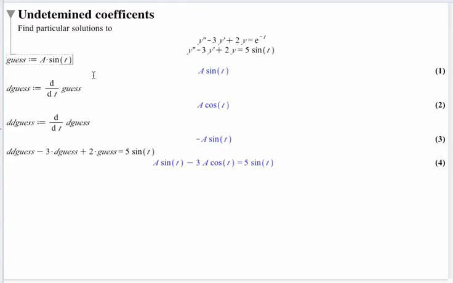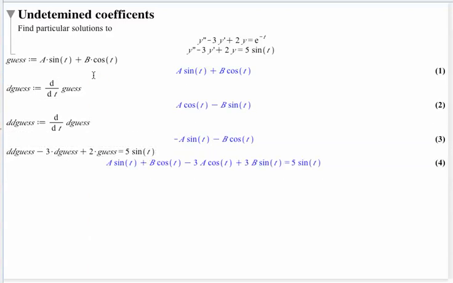Since cosines are showing up, let's add on B times cosine of t. Let's see if that helps. First derivative, second derivative, plug it in. Now see that we have cosine and sine terms in here. Let's use the solve command for a system of equations. Whoops, I'm in text mode. Let's switch to math mode.